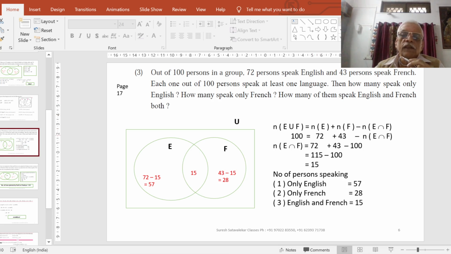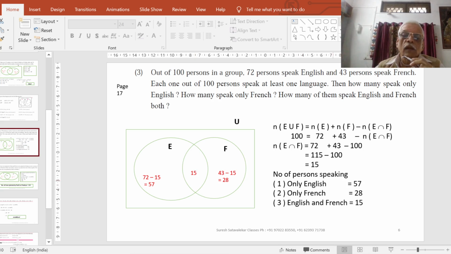So let us solve this equation. If we transpose this to the left hand side, this minus will become plus. So number of elements in E intersection F is equal to 72, which is already on the right hand side, so that will not change. 43 is on the right hand side, that remains on the right hand side, and 100 is transposed from the left hand side to the right hand side, so that becomes minus. So 72 plus 43 is 115, minus 100, so 15. So there are 15 persons who speak English and French.